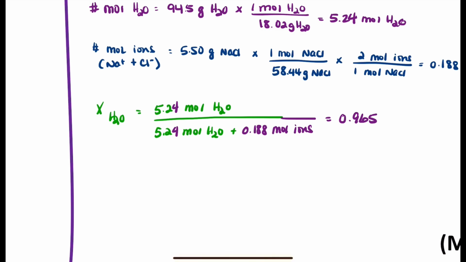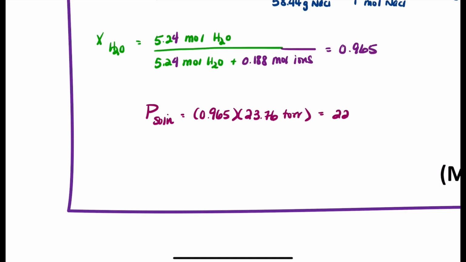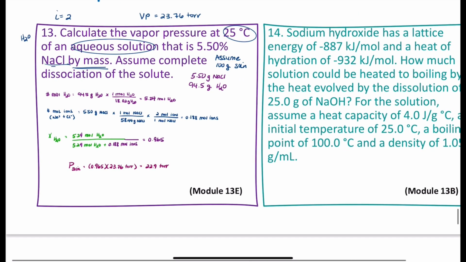The equation you're going to use to find the vapor pressure, the pressure of the solution, which is your vapor pressure, is equal to your mole fraction of the species that is volatile times its pure vapor pressure. The overall pressure of this system will be 22.9 torr, 3 sig figs because I have 3 sig figs throughout the example.